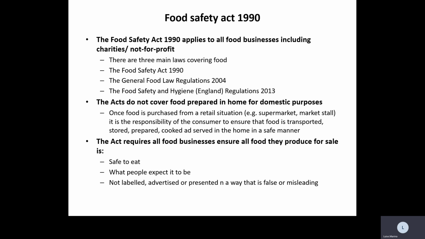There are three main laws: the Food Safety Act 1990, the General Food Law Regulations of 2004, and the Food Safety and Hygiene Regulations of 2013. The Act doesn't cover food prepared at home for domestic use, but it covers all other food. Once food is purchased from a retail situation, market, supermarket or stall, it's the responsibility of the consumer to ensure that the food is transported, stored, prepared, cooked and served at home in a safe manner. The Act requires all food businesses to ensure that all food they produce for sale is safe to eat, what people expect it to be, and not labelled or advertised falsely or misleadingly.